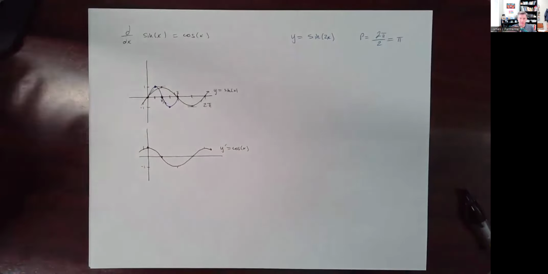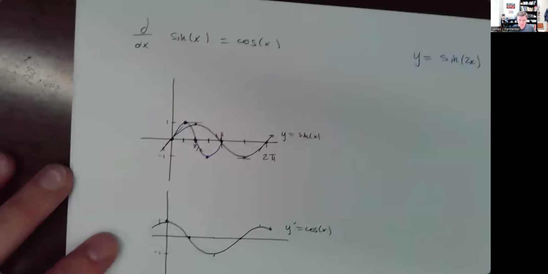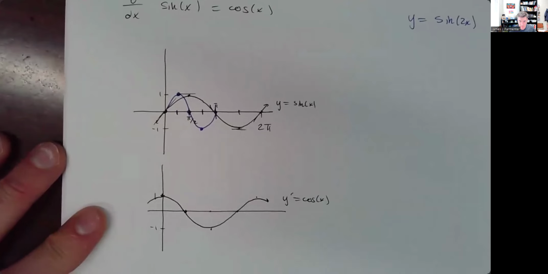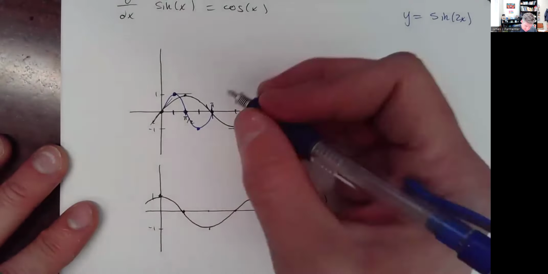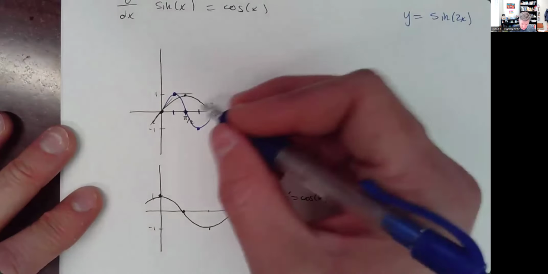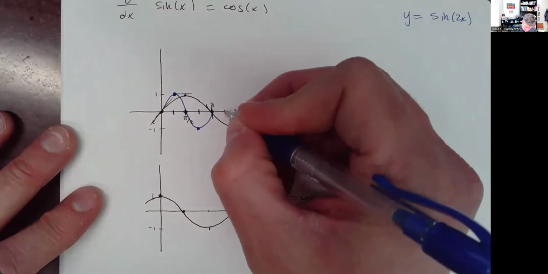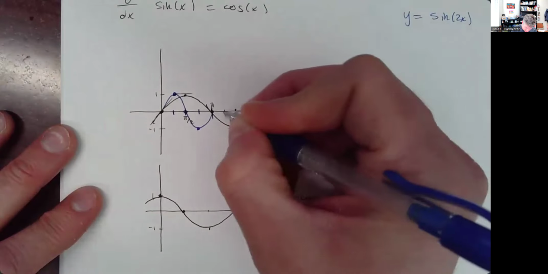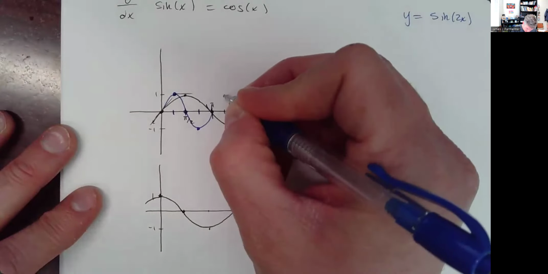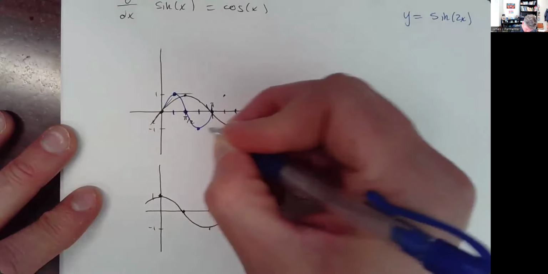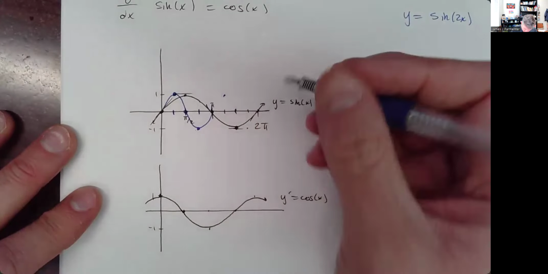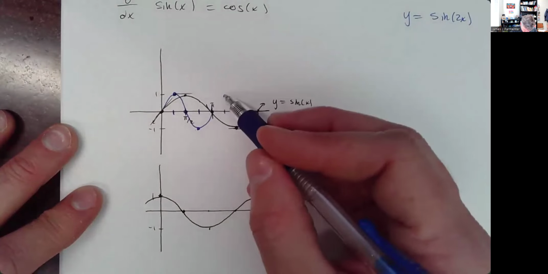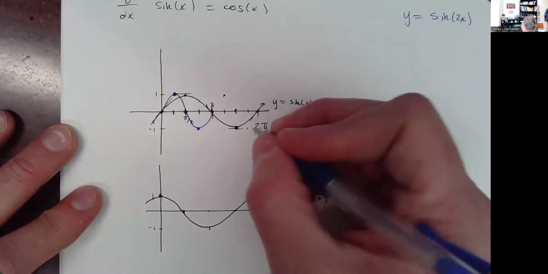Maybe let me zoom in for a bit so you can see it really well. So there you go, in blue. You can see the color difference there. There's my sine of 2x. And let's go ahead and draw the second period as well. It's the same thing. Top, middle, bottom, again: top, middle, bottom.